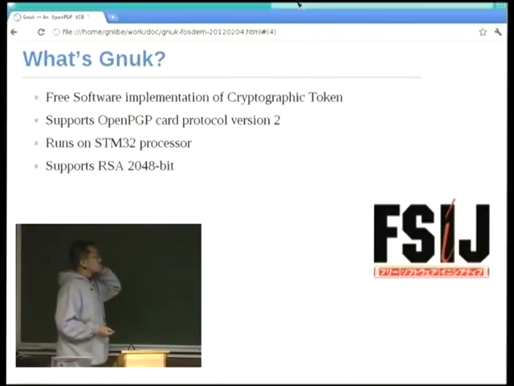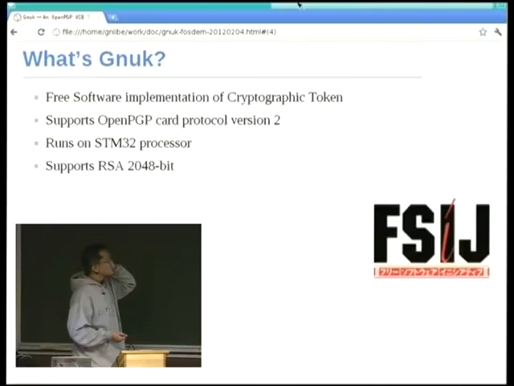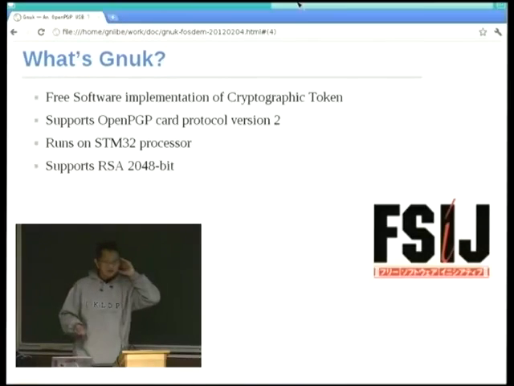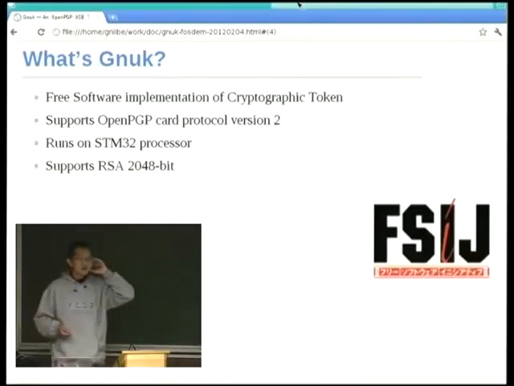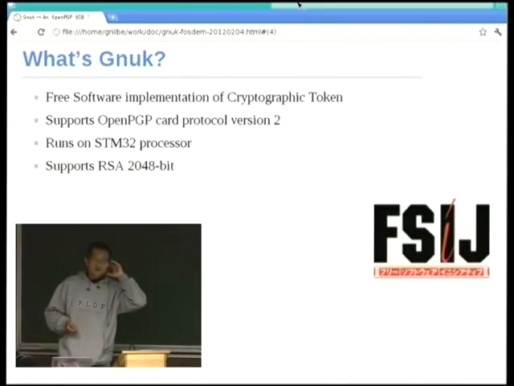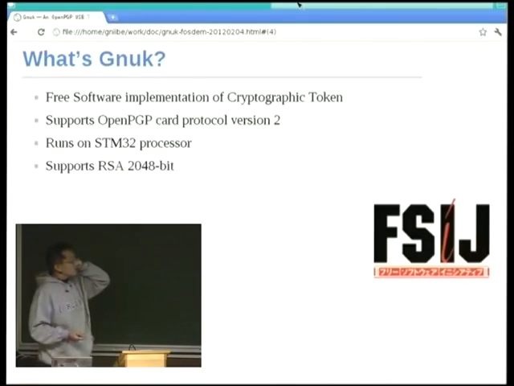Gnuk supports OpenPGP card protocol version 2. It runs on a general purpose processor, and I selected the STM32 processor by ST Microelectronics. It supports RSA 2048-bit. And this is FSIJ's official development project.